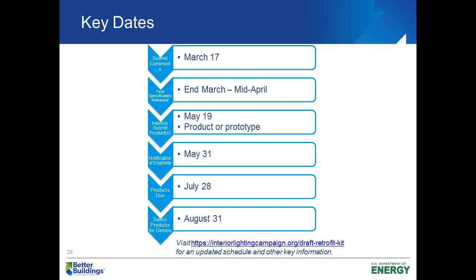The deadline to express an intent to submit a product is May 19th. An intent to submit form will be available on the Interior Lighting Campaign website. On May 31st, manufacturers having expressed an intent to submit will be informed whether their products are eligible and will be considered for further evaluation and demos. Manufacturers can submit their eligible products by July 28th. An entry form and checklist will be provided to the manufacturers that were notified on May 31st as having eligible products. Qualifying products will be selected by August 31st to participate in DOE-supported demonstration projects to evaluate in-field performance.